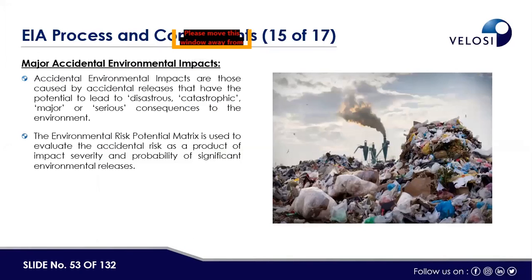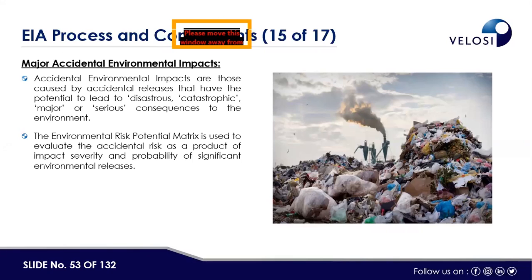Then the major accidental environmental impacts. Accidental environmental impacts are those caused by accidental releases. We explained before as well that these are releases that have the potential to lead to disastrous, catastrophic, major or serious consequences to the environment. And here I just want to mention that we normally use another matrix for unplanned or accidental environmental impacts. Here we use a different matrix.